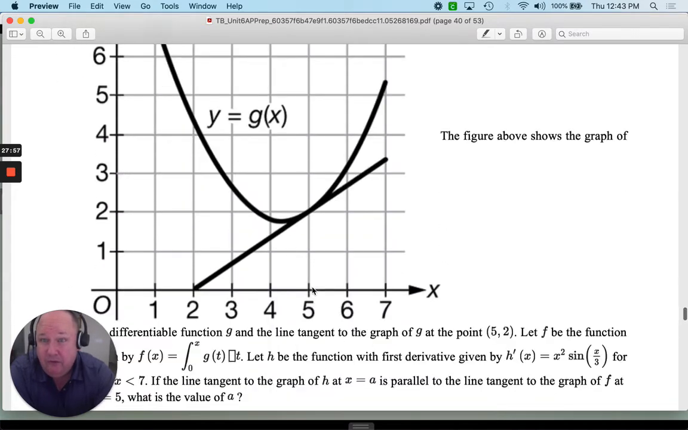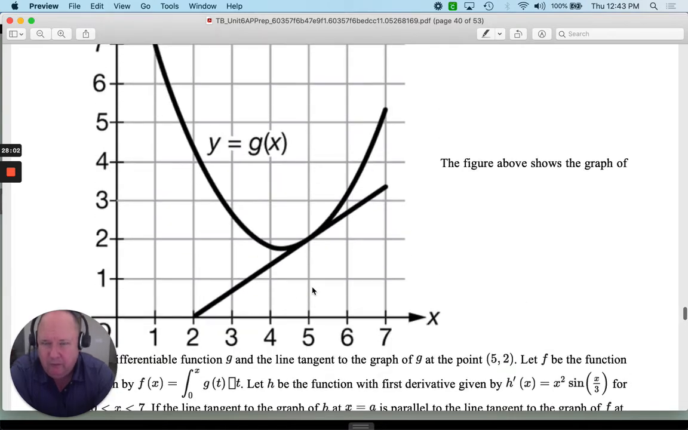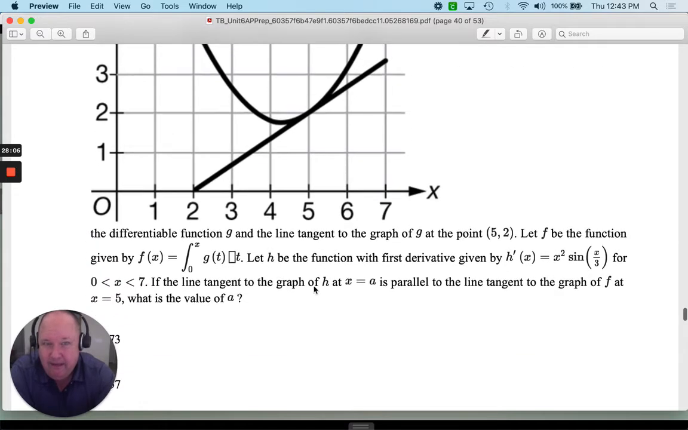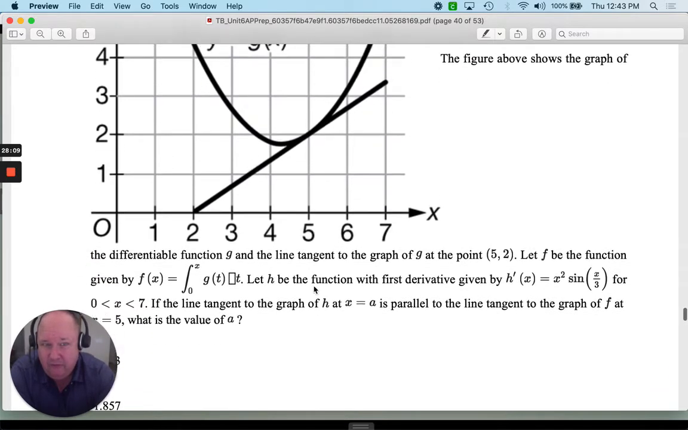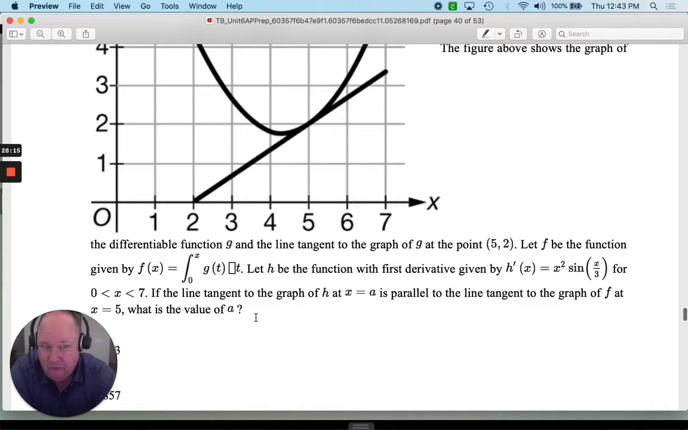In number 63, this one you have to be a good reader for. So you have the function g at x, and it says a point there is (5, 2). And it says let f be that function f at x, integrating that, and let h be the first derivative where it equals that from 0 to 7. If the line tangent to the graph of h at x is a, like you're trying to find that, it's parallel to the graph of f at 5, what is the value of a?